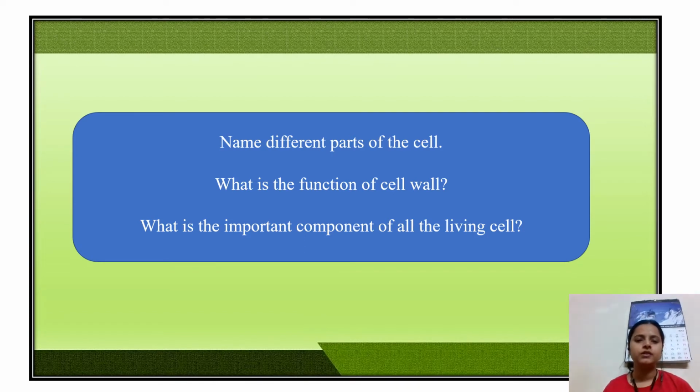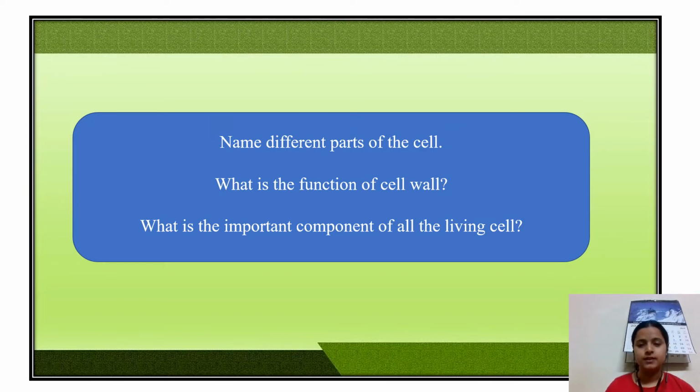Okay, so let's start our today's lesson with some questions. Name different parts of the cell. In the previous lesson, we have learnt about different parts of the cell like cell wall, cell membrane, nucleus, cytoplasm and so on. Now tell me, what is the function of cell wall? Yes, you can write the function of cell wall in the chat box. Yes, cell wall basically helps to protect the cell. And what is the important component of all the living cells? Any guesses? Any idea?